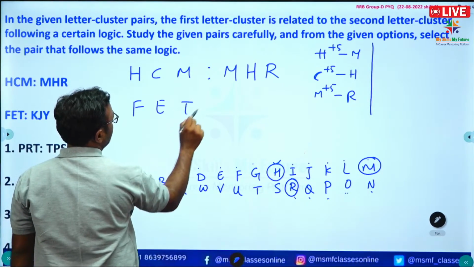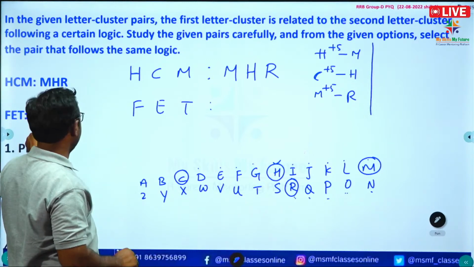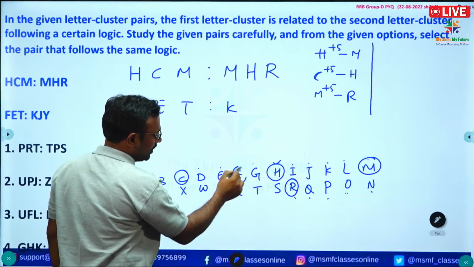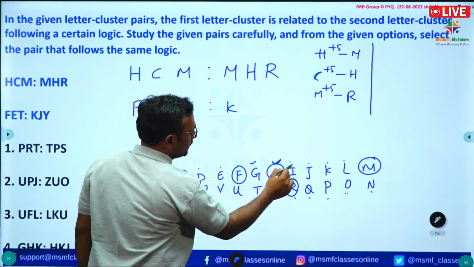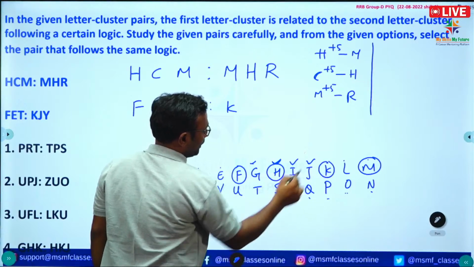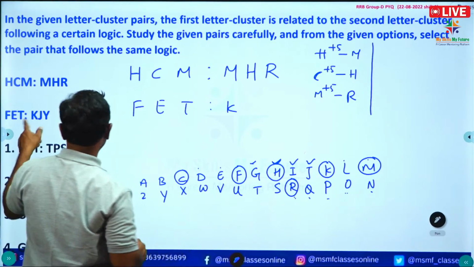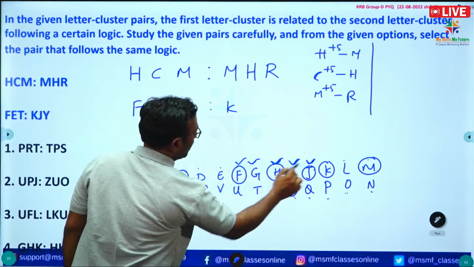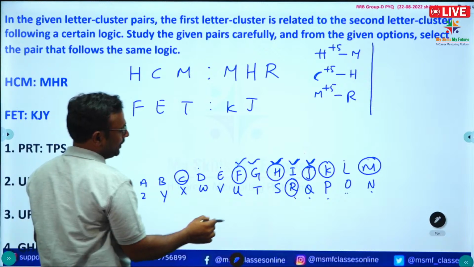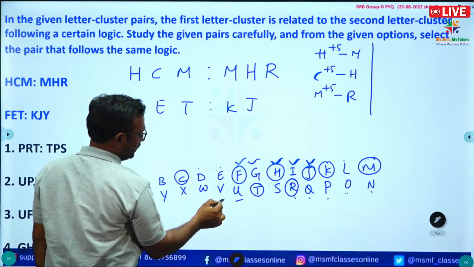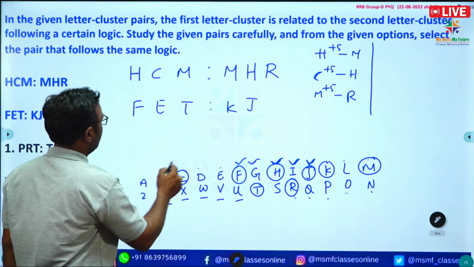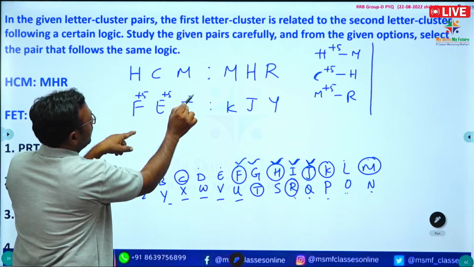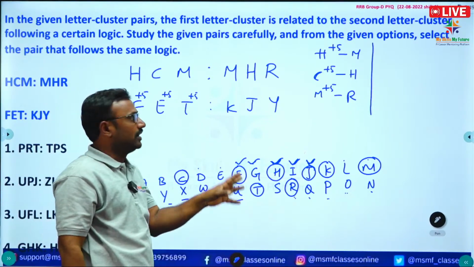Similarly, see the second set here, FET, which is written as KJY. In the place of F they have written K, counting 1, 2, 3, 4, 5. In the place of E, J is written. In the place of T, Y is written. So F plus 5, E plus 5, T plus 5, we get K, J, Y.